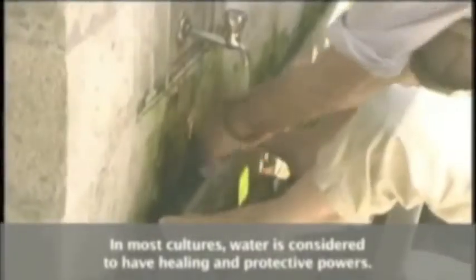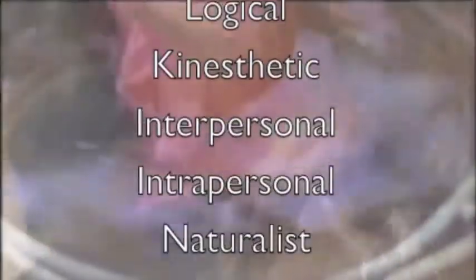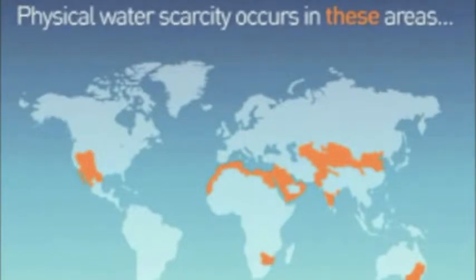This activity through the water blogs is geared towards learners with visual intelligence, logical intelligence, kinesthetic intelligence, interpersonal intelligence, intrapersonal intelligence, and naturalist intelligence. Students will then be shown a map of the world displaying which countries have clean drinking water and which countries do not.